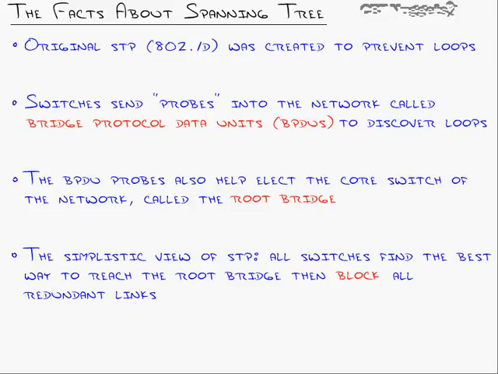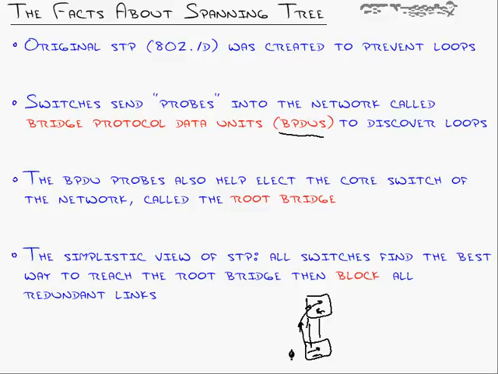So here's the facts. The original spanning tree protocol, its official standard, is 802.1d. That's the technical name for it, was created to prevent loops. The switches will send probes into the network called BPDUs, or Bridge Protocol Data Units, to discover loops. So what's going to happen, again, take our little topology there of our two switches. If we have two switches that run spanning tree, they will send probes on the network. Now those probes are kind of like broadcast packets. They're actually technically multicast.